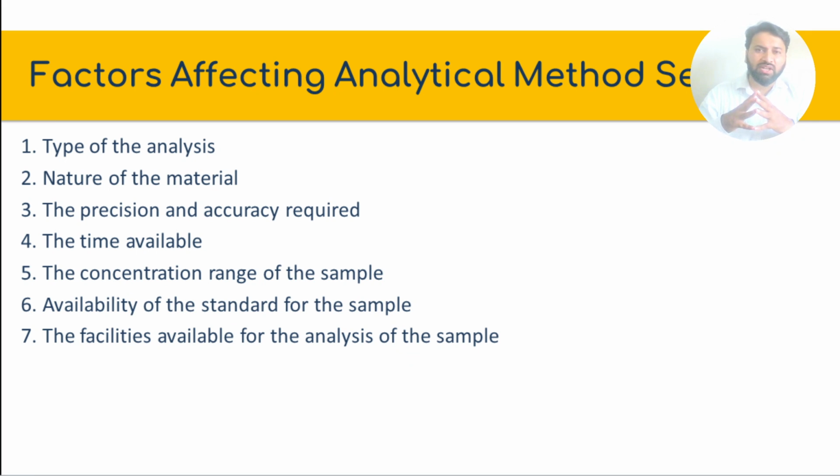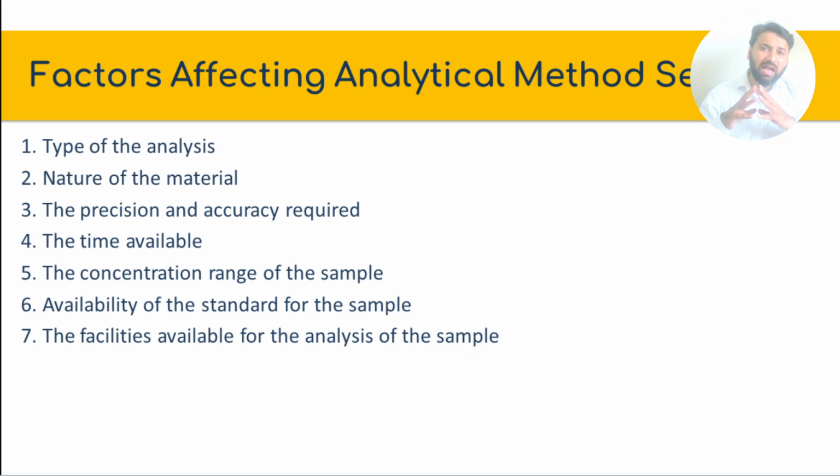Fifth is the concentration range of the sample. What is the appropriate concentration we should take while analyzing? This is also one of the factors which affect the analytical method selection. Because if we don't have much sample, and we have a very small amount of it, then we have to choose an appropriate method which can analyze that small amount of sample too.